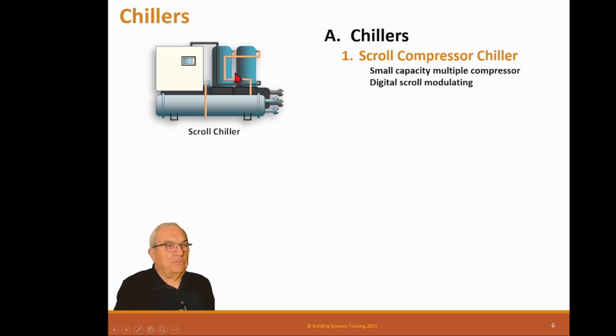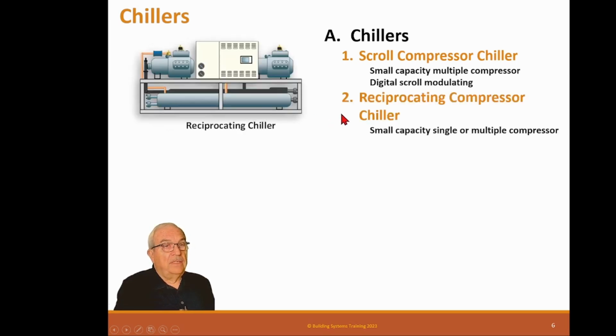So the multiple compressors can actually stage. So this one, if it had 2 compressors, it would have 2 stages. Or they could be digital scrolls, so they're actually modulating, or they could have VFDs on them modulating. Next is a reciprocating compressor chiller.